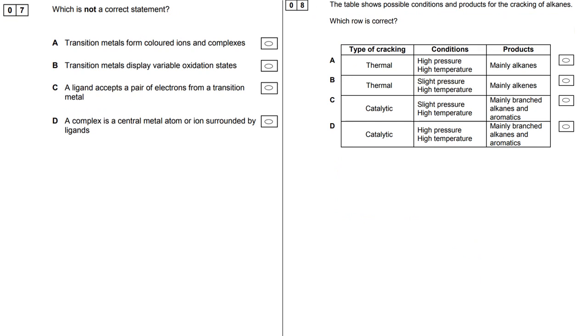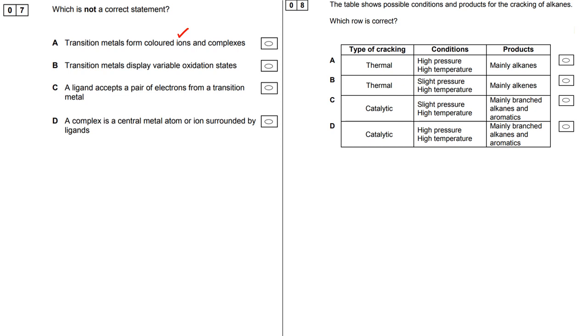So question 7, which is not a correct statement. So in these sorts of questions you want to read through each statement, eliminate the ones that you know are correct. So transition metals form coloured ions and complexes. Hopefully you're aware of some examples of transition metal ions, like your dichromate ion or your chromium 3+, orange and green, manganate, which is a transition metal ion, purple. Complexes like your hexaaqua copper ones, which are blue. So yes, they do exist as various coloured ions and complexes. That's a correct statement.